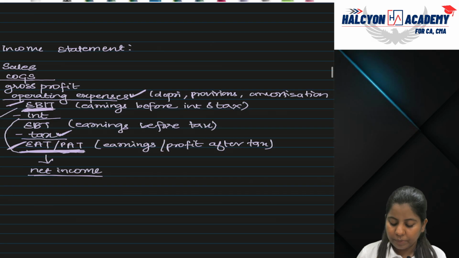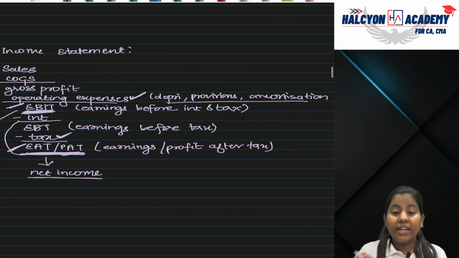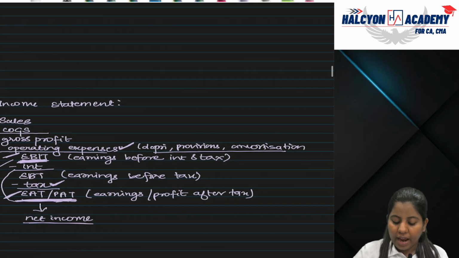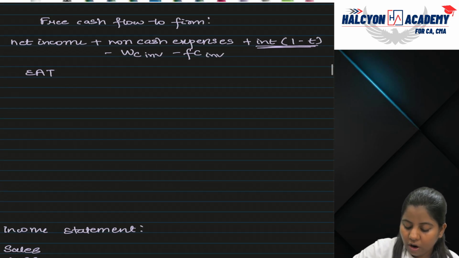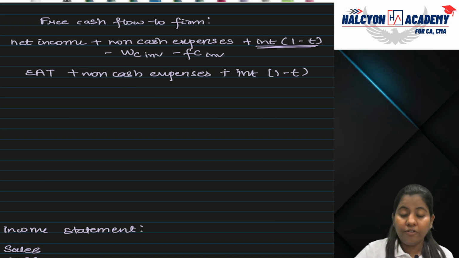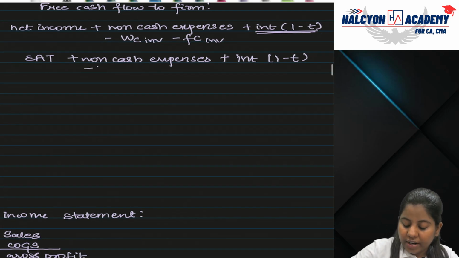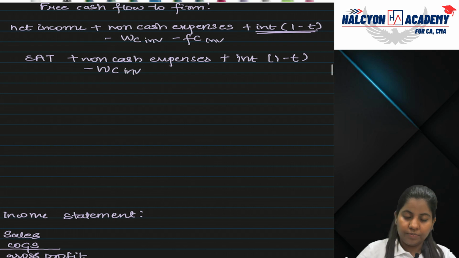Then non-cash expenses. That cash is available to us. It is deducted from profit, that's right, but we have that cash. It's not a real outflow. So we will add non-cash expenses also in EAT. And as I told you, we will also add interest net of tax. Okay. Minus working capital investment.